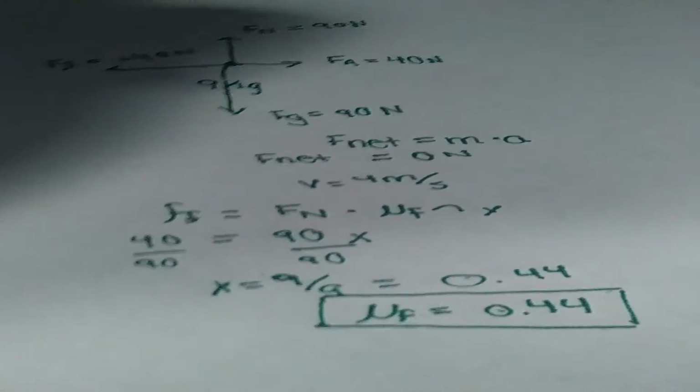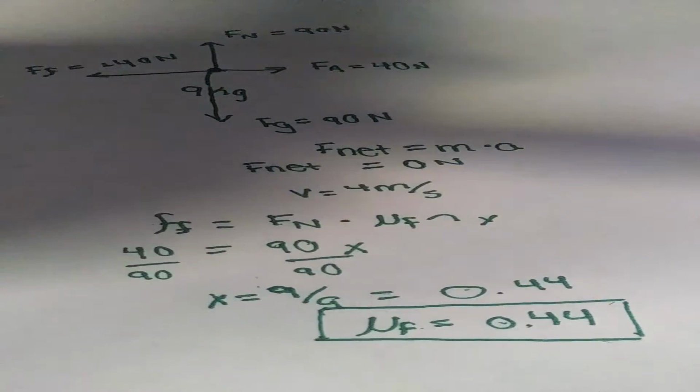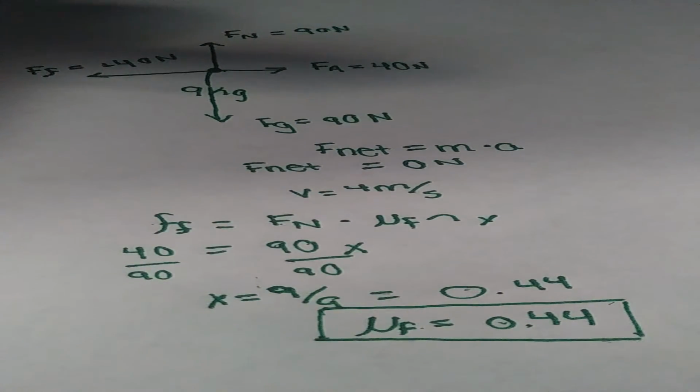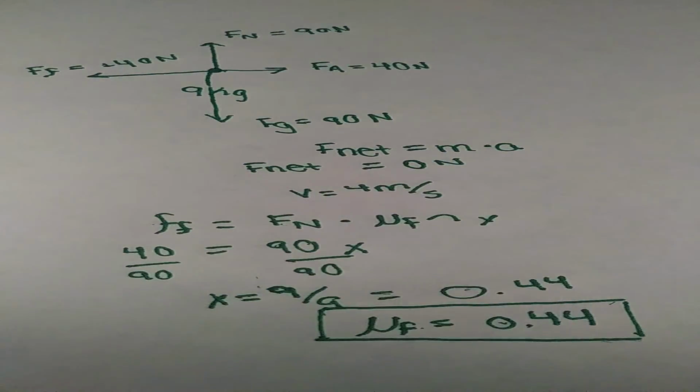Mu doesn't have any symbols after it. There is no unit to it. It's just 0.44. So yeah.